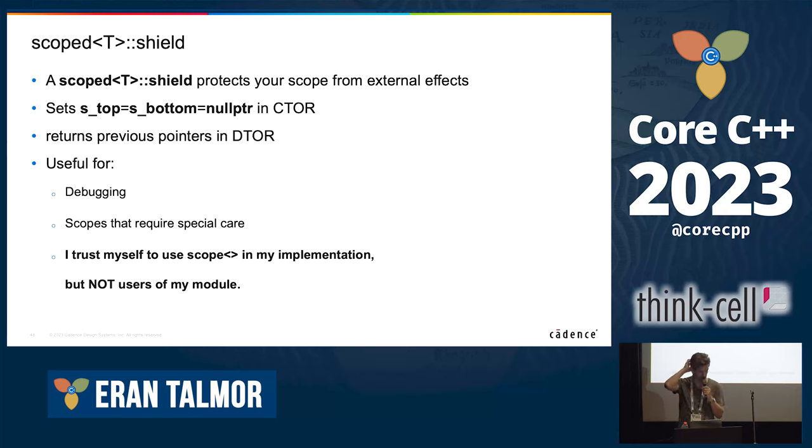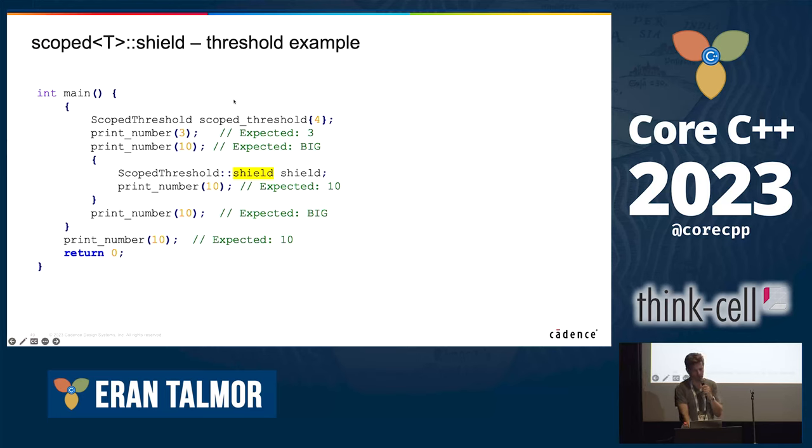This is useful for a bunch of things like debugging, isolating your problematic code, or scopes that require special attention, like, okay, in this calculation, I want to make sure that something happens. I think the best reason to use it is that I trust my own code to use scope, but I don't want any external effects from my users. Of course, there are other things you can do, like define your types as private, but this is another way to do it. So in this threshold example, again, it prints the number, here it prints three, here it prints big, and here I'm shielding this scope with a shield. So 10 will not see the threshold above it and will print 10. Of course, I can instantiate new thresholds within this scope after I've shielded it from external ones.